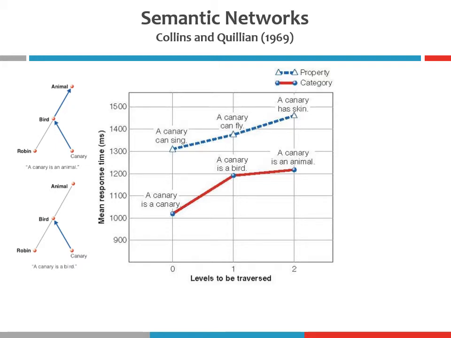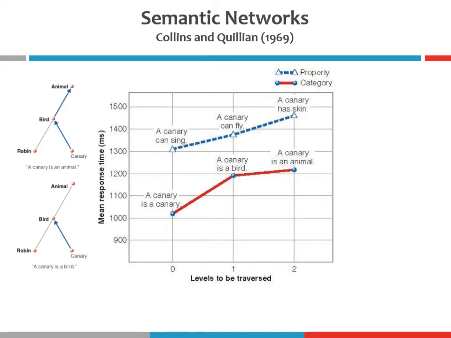The properties listed under canary are that a canary is yellow and a canary can sing, right? So you don't really have to move very far from the canary node to answer the question a canary can sing. That makes sense, because you would see the lowest reaction time there, about 1300 milliseconds. You have to move up one node to the bird node to get the associated properties there. The associated properties of a bird are that birds can fly, birds have feathers, etc., right?